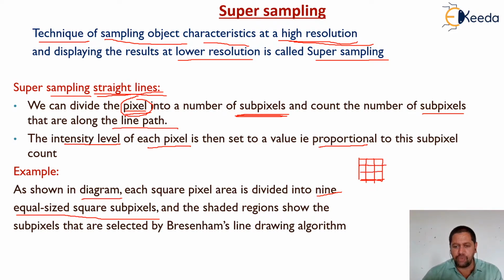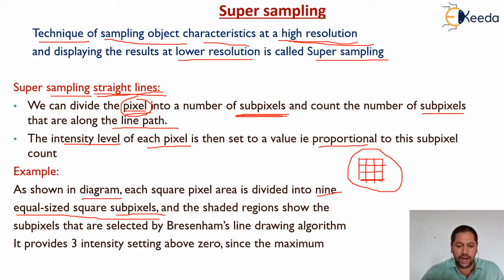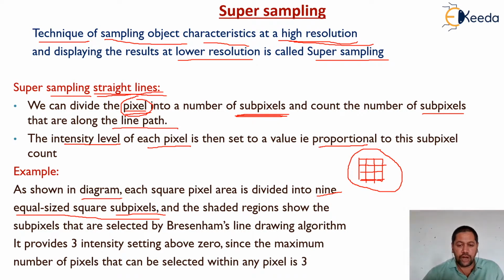So this is my complete one pixel, and I have now divided it into 9 equal size subpixels. We are going to show the shaded regions, which are the subpixels selected by Bresenham's line drawing algorithm. Out of these 9 subpixels, we are going to find out which are highlighted, which are selected by Bresenham's line drawing algorithm or any line drawing algorithm.